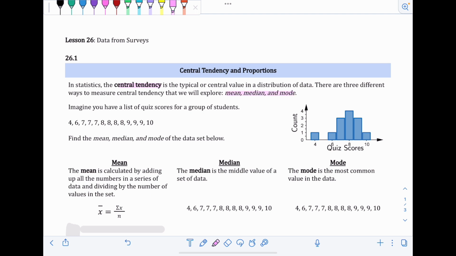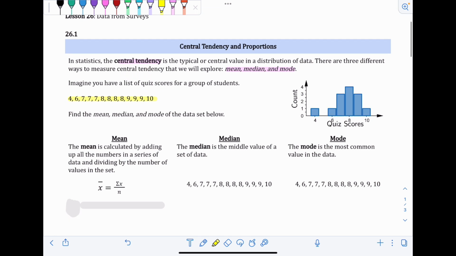So you may have learned about those before. If you don't remember them, it's not a big deal. We're going to review them. So imagine you have a list of quiz scores for a group of students. That list includes 4, 6, 7, 7, 7, 8, 8, 8, 8, 9, 9, 9, and then 10. We're going to find the mean, median, and mode of the data set.